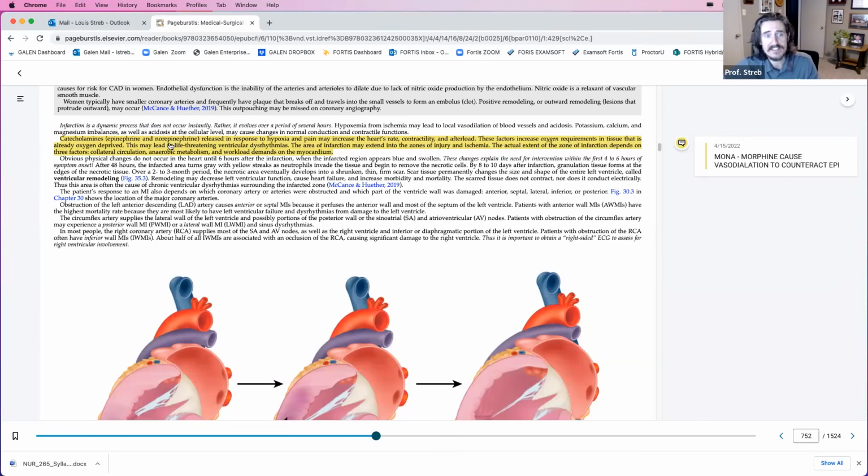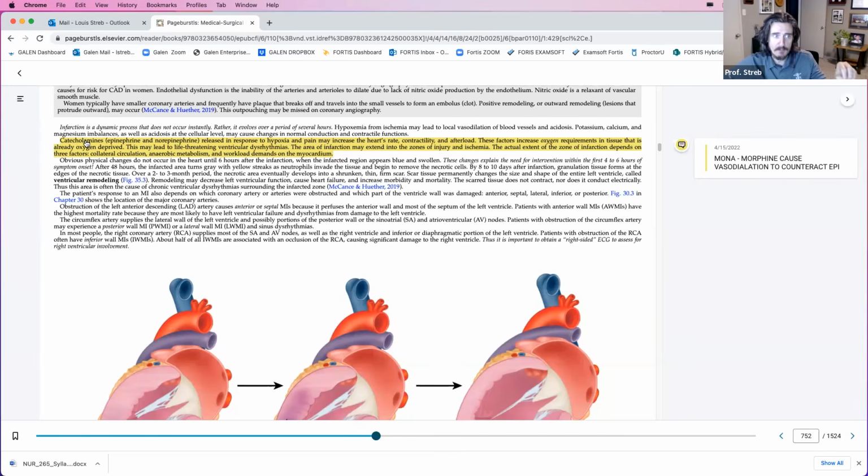The last thing I want to say about that is catecholamines. Do y'all remember what catecholamines are? You might not. They're epinephrine and norepinephrine. What happens in response to hypoxia? What happens with pain? We increase our heart rate, contractility, and afterload. Why? Because if I'm hypoxic, I'm not getting enough oxygen to my body. What does my body automatically do?